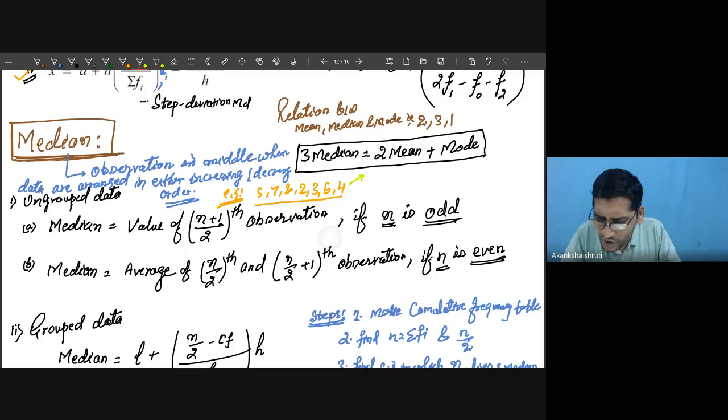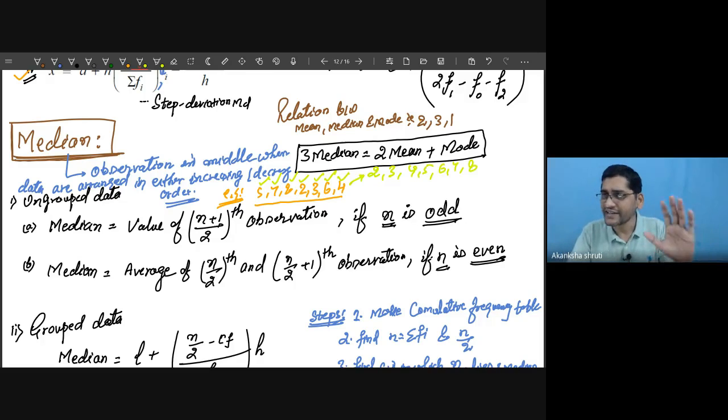First write the smallest, the 2 first. If it is repeated, you have to write it twice. Then the 3, then 4, 2, 3, 4, then 5, then 6, then 7, then 8. Here we have written in ascending order.